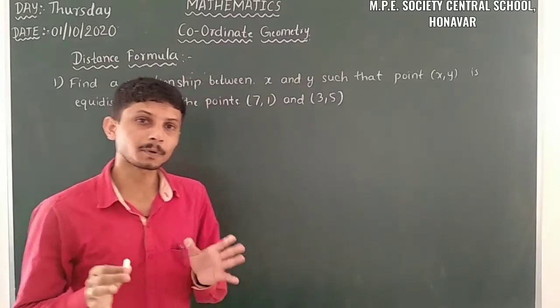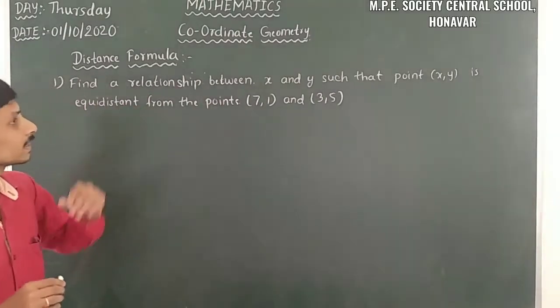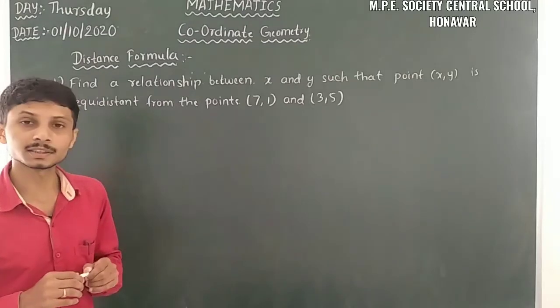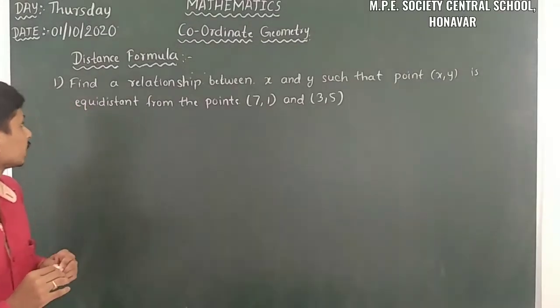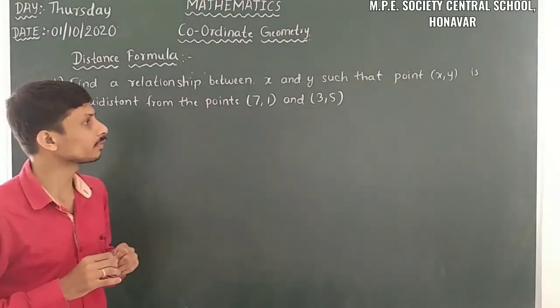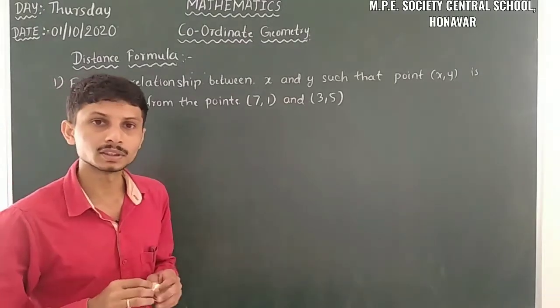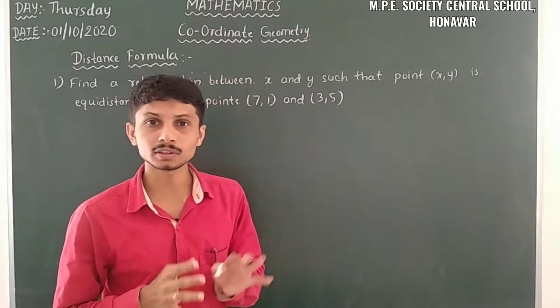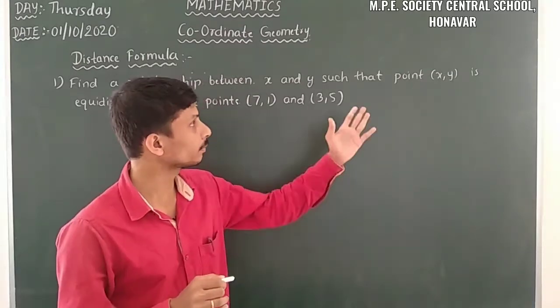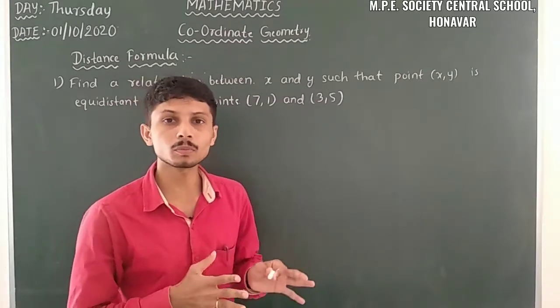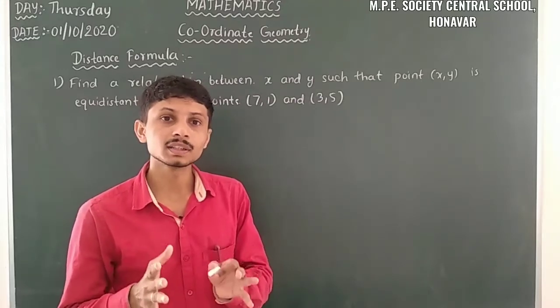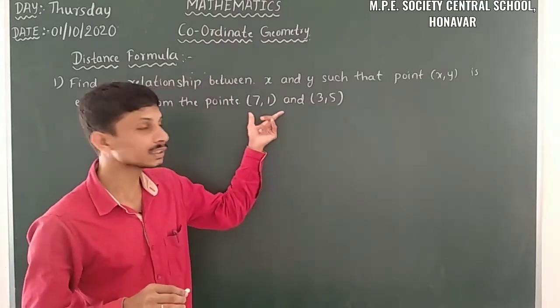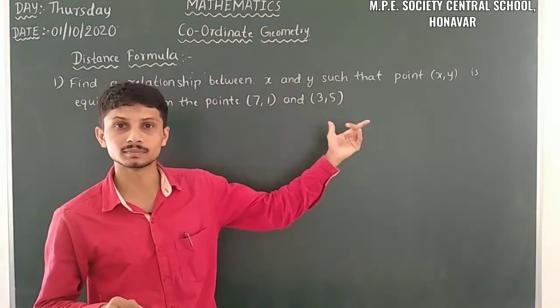The problem tells us to find a relationship between x and y such that the point (x, y) is equidistant from the points (7, 1) and (3, 5). So here we have to find a relationship between x and y. The variable is x and y. We don't know the coordinate, but it is an equidistant point from those 2 points.